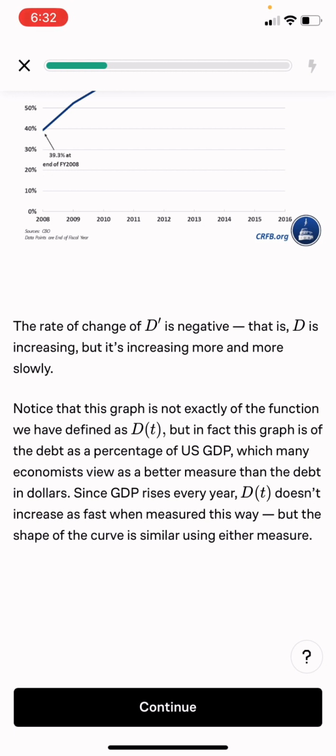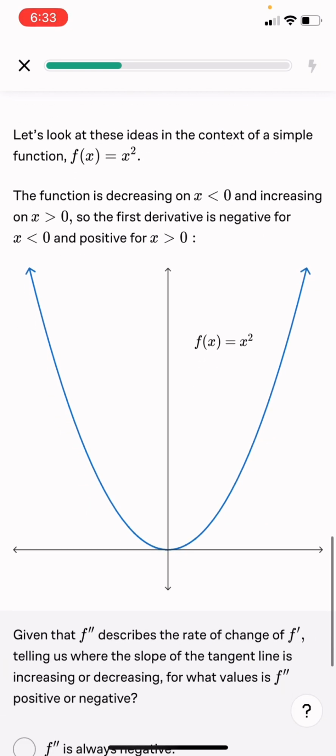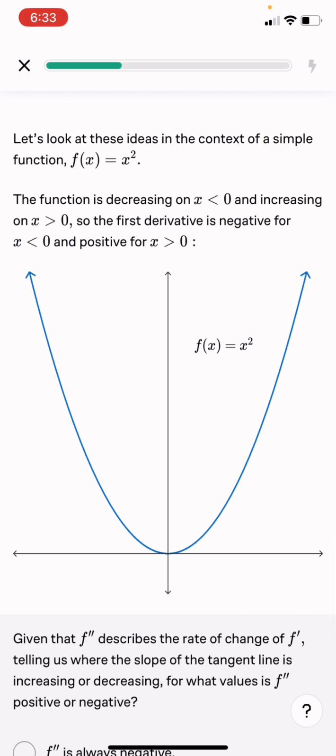Notice that the graph is not exactly of the function we have defined at that time, but in fact this graph is of the debt as a percentage of USD GDP, which many economists view as a better measure than debt in dollars. Since GDP rises every year, debt doesn't increase as fast when measured this way, but the shape of the curve is similar using either measure. The following problems explore the meaning and the usefulness of the second derivative in more detail.